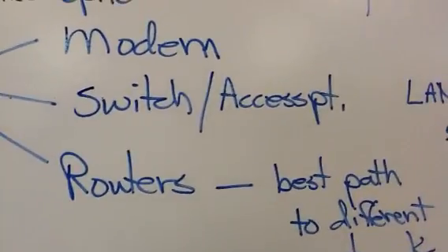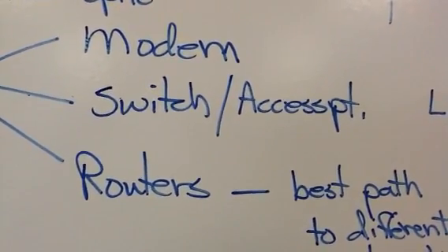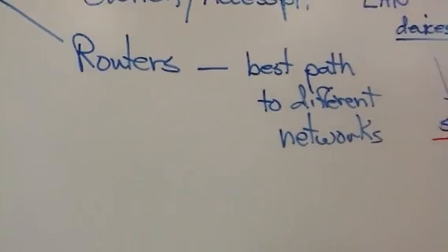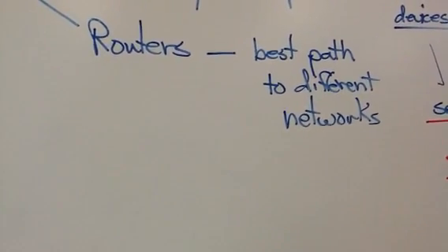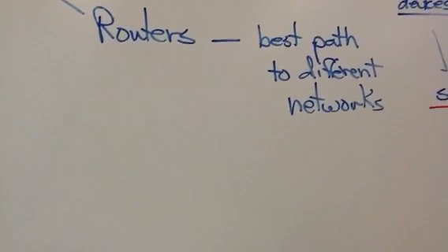We have switches and access points that look at the physical address, decide where something's going to go, and then we have routers. Routers find the best path to different networks. We'll review that briefly again on Monday.